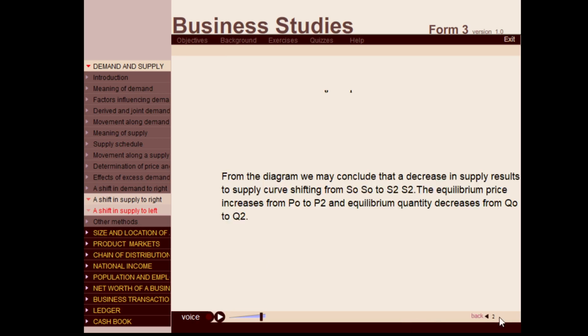From the diagram, we may conclude that a decrease in supply results to supply curve shifting from SO to S2, S2. The equilibrium price increases from PO to P2 and equilibrium quantity decreases from QO to Q2.